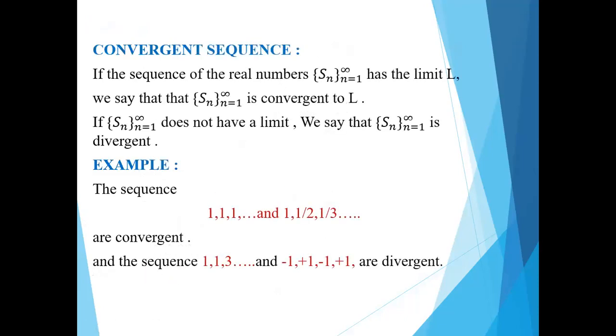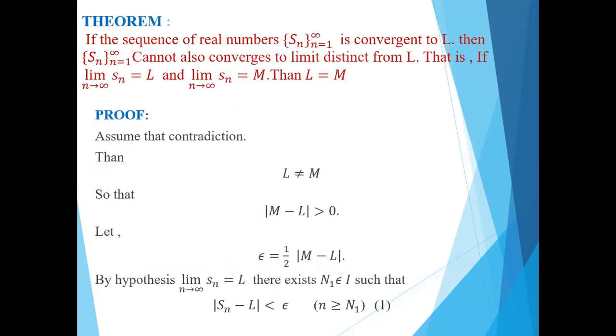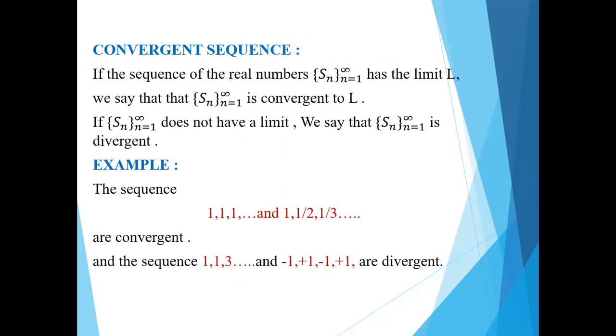Next, the definition for convergent sequence. If the sequence of real numbers {S_n}, n equal to 1 to infinity, has the limit L, we say that {S_n} converges to L. If the set {S_n} does not have a limit, we say that the sequence {S_n} is divergent. A convergent sequence means that the limit point exists and it converges to L. If the limit point does not exist, it is divergent.